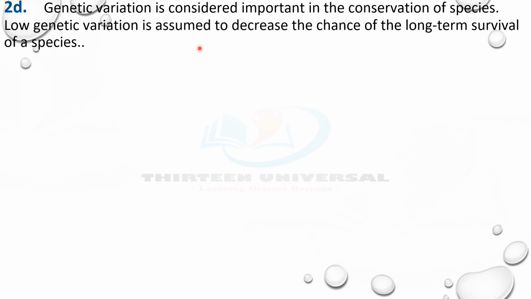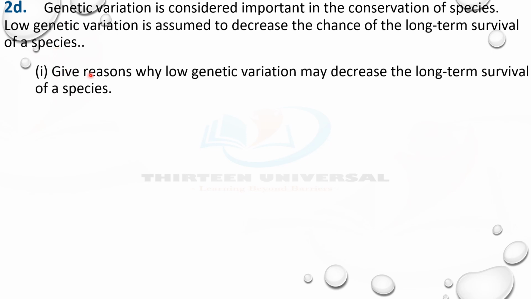Three. All right. Genetic variation is considered important in the conservation of species. Low genetic variation is assumed to decrease the chance of long-term survival. So that means the lower the variation, the less the chances organisms survive. Let's look at the next question. Give reasons why low genetic variation may decrease the long-term survival of species.